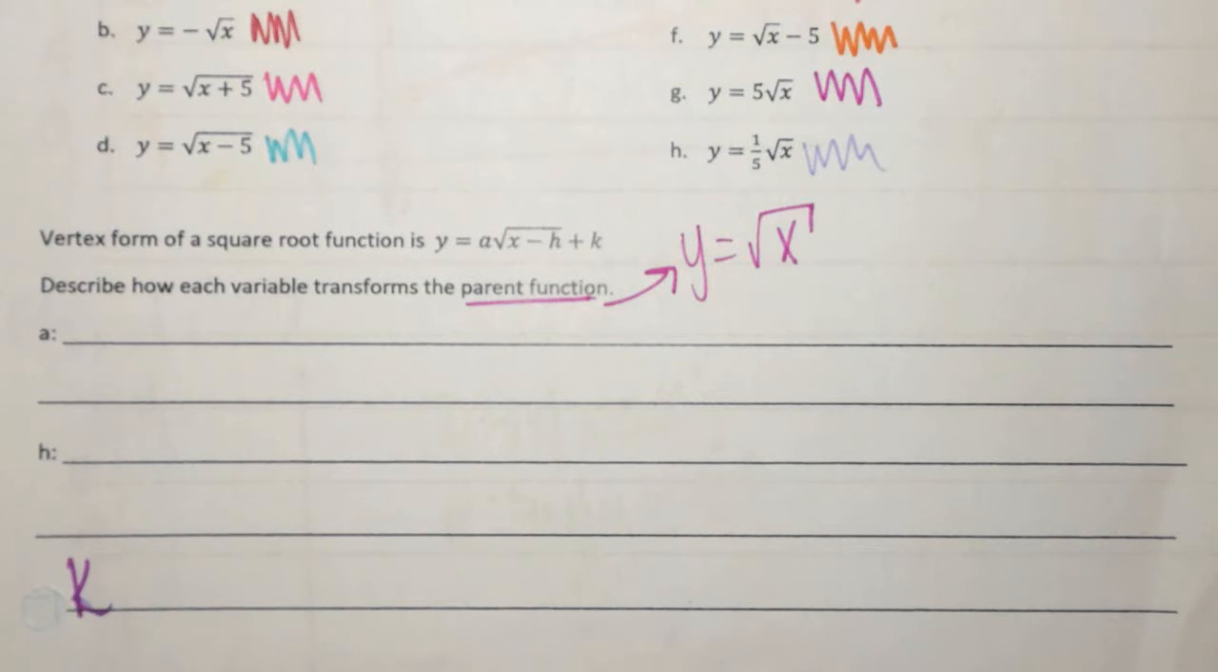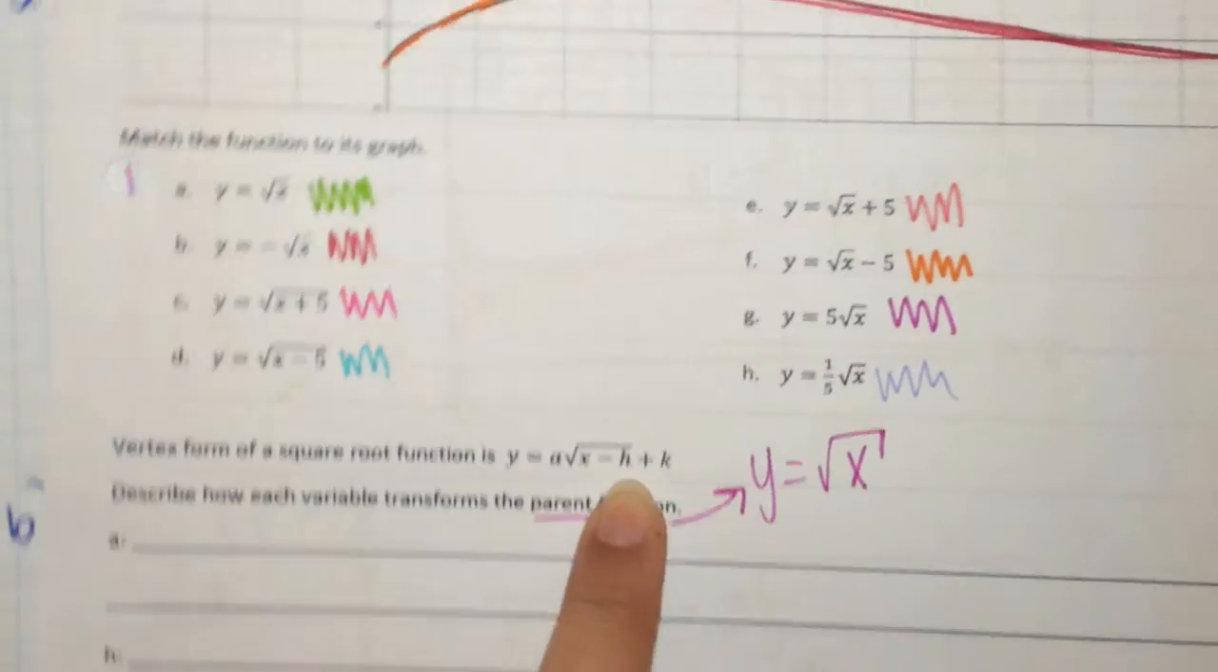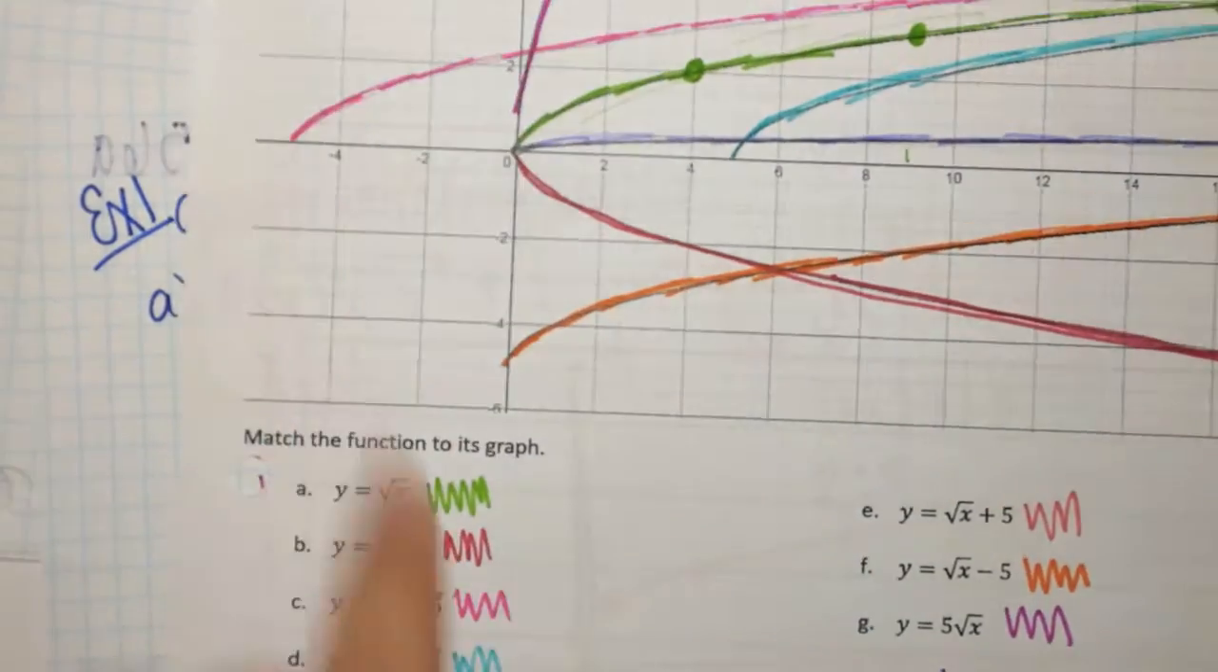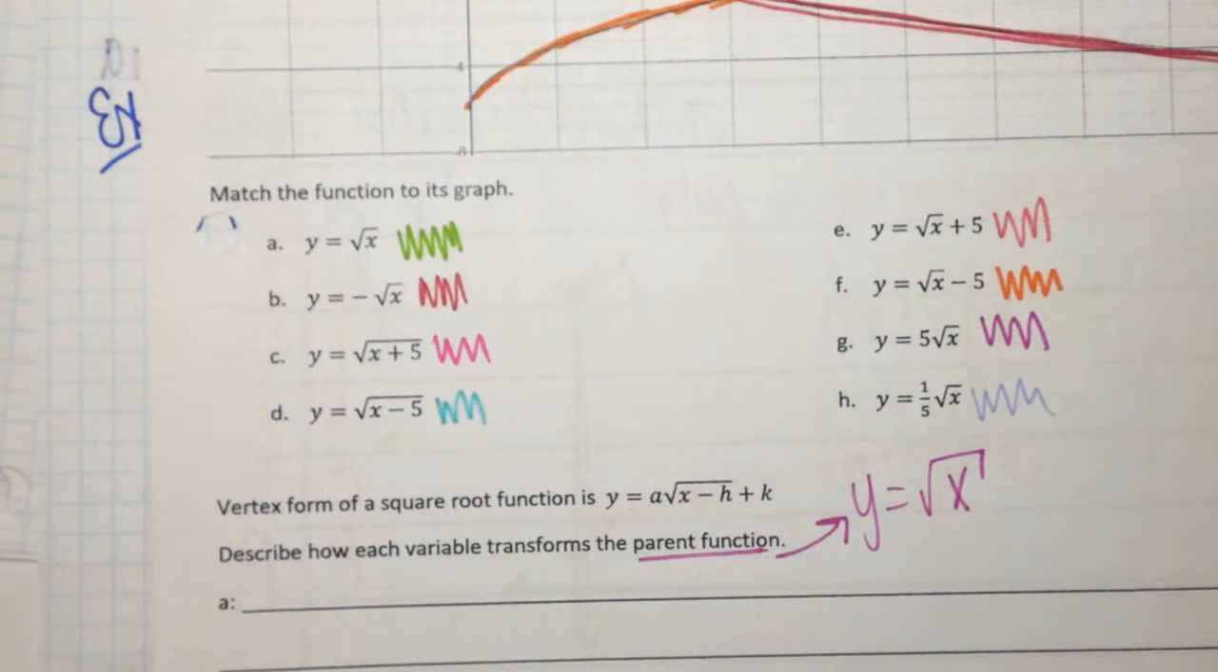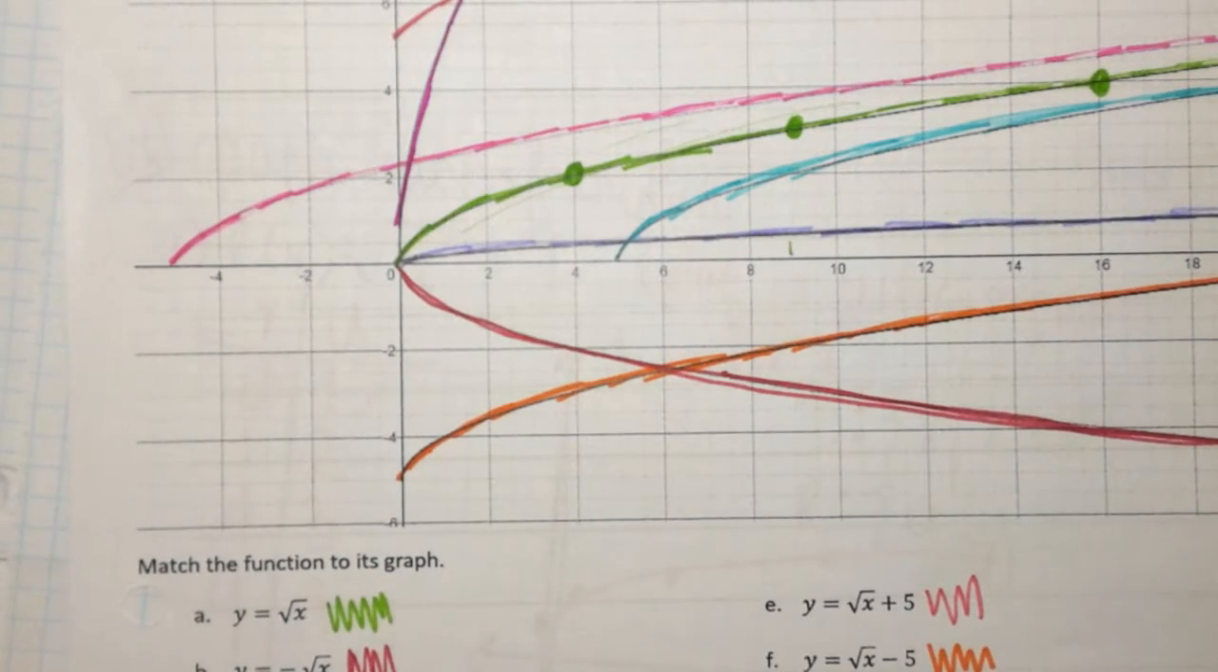All right, tell me about H. What does H do? H is on the inside. So when we had on the inside, that was this line right here. When it was a plus, what did it do? It moved it to the left. And when it was a minus on the inside, that blue line, what did it do? All right, tell me that in your own words.